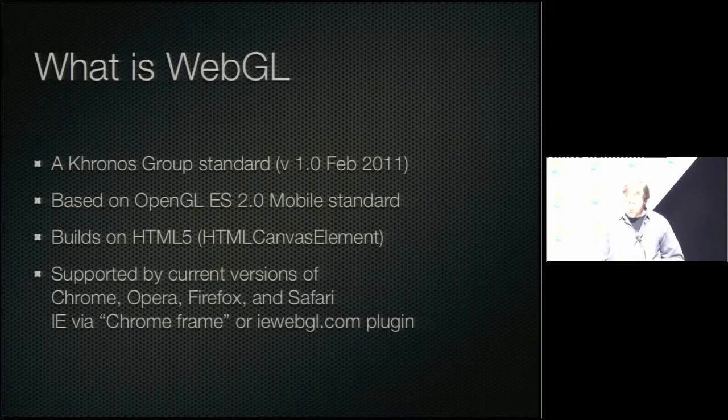So current versions of Chrome, Opera, Firefox, and Safari, even Internet Explorer, if you use something called Chrome Frame, can allow you to use Chrome as the rendering engine inside certain pages of Internet Explorer. And there's somebody who's been putting together something called the IE WebGL plugin, which is a plugin that lets you support WebGL on Internet Explorer. So it's growing, it's becoming more widespread.